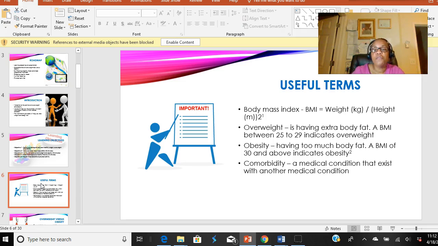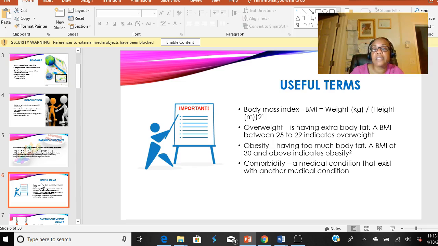Now, overweight and obesity are different. Overweight is when someone has extra body fat. How do we know when someone is overweight? They will have a body mass index or BMI between 25 and 29.